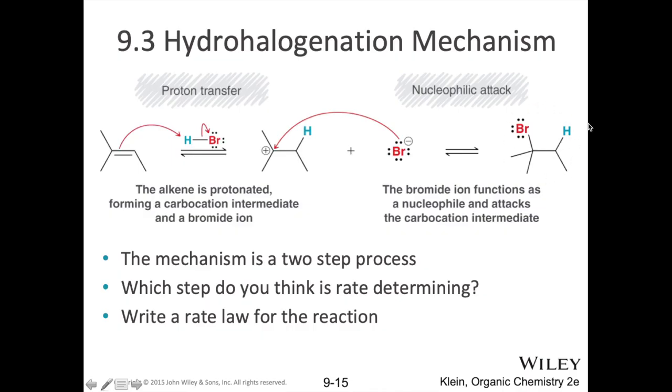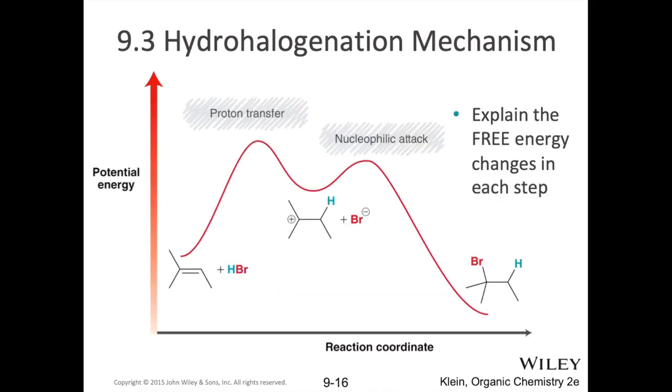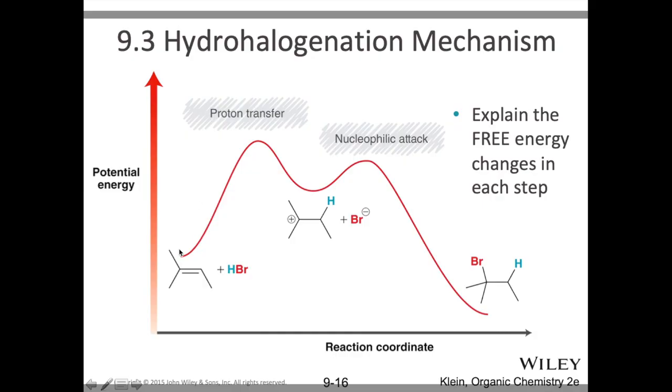Notice, by the way, again, that this is the two steps of an E1 mechanism, just in reverse order. All right, so here's the reaction coordinate diagram showing this two-step process. So you can see here that the slow step involves that proton transfer, that formation of the carbocation, and it is the rate determining step, which makes sense. That nucleophile is going to quickly attack that relatively reactive intermediate carbocation and produce your product.